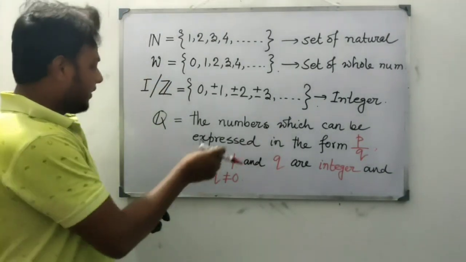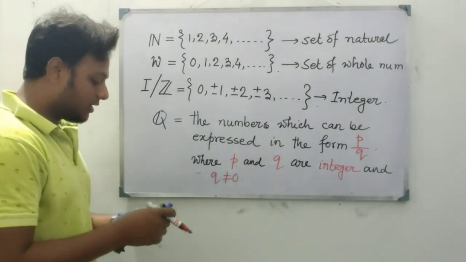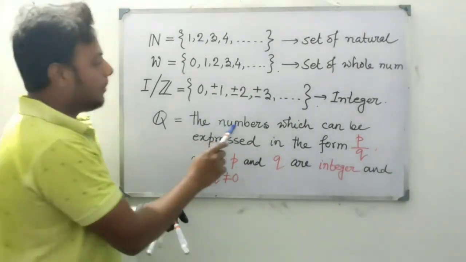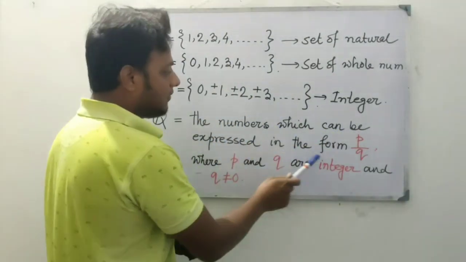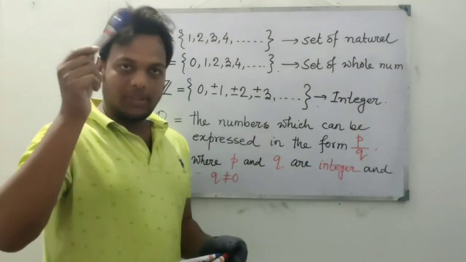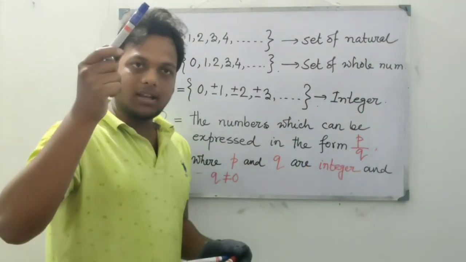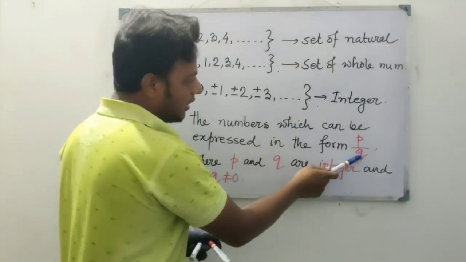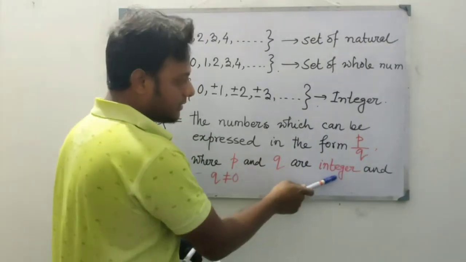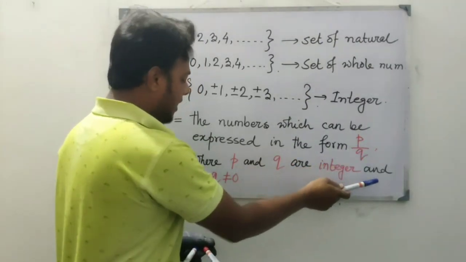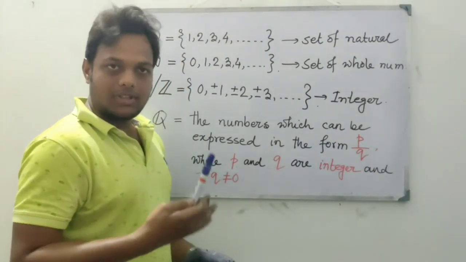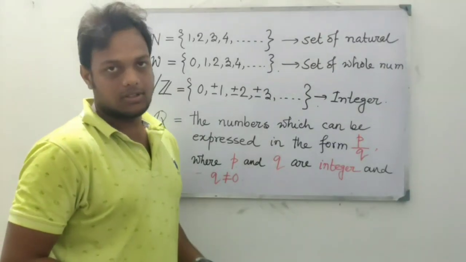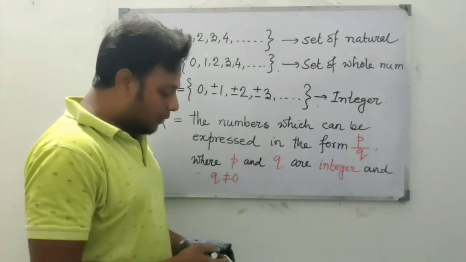Okay, so read the line. This is very important, the definition of a rational number. The numbers which can be expressed in the form P by Q, that means something by something, a number in the numerator and another number in the denominator, where the numerator and denominator must be integers. P and Q must be integers and Q not equals to 0. Now a question can arise in your mind: why have we considered Q not equals to 0?